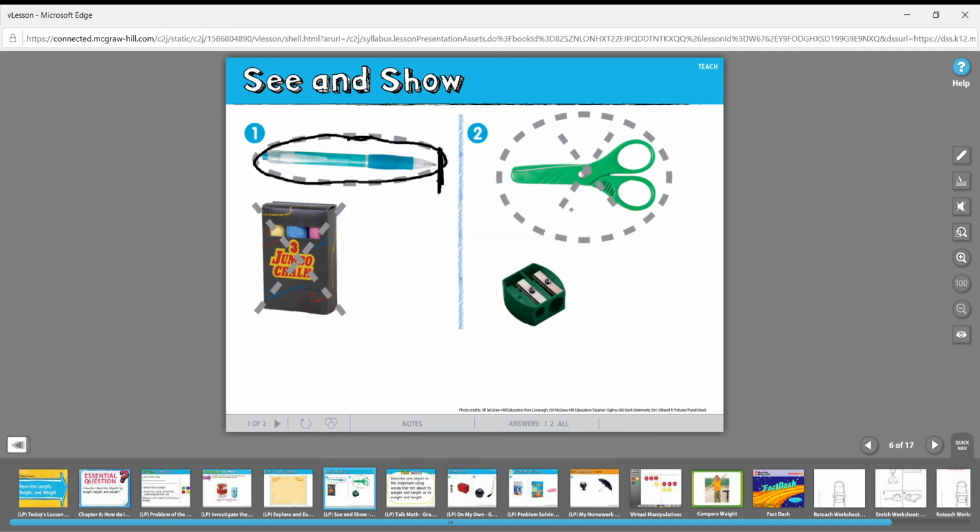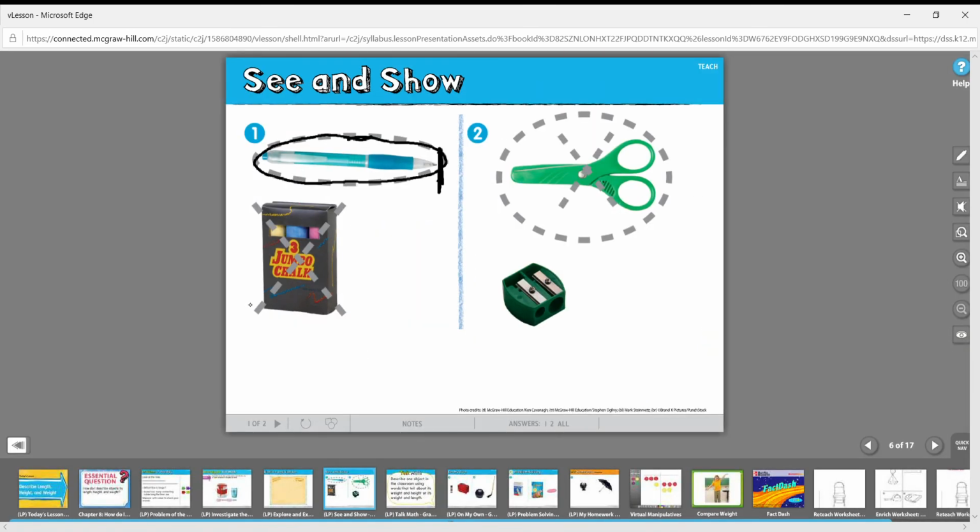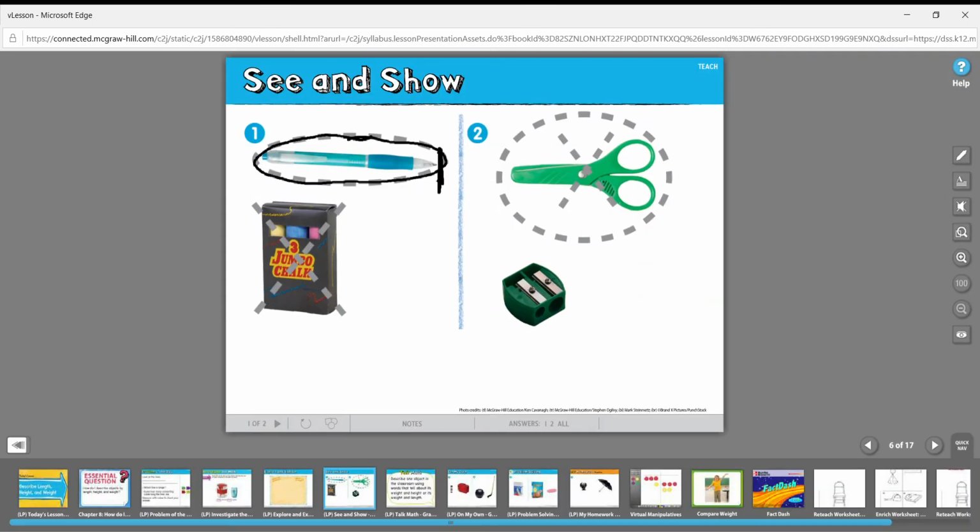Okay, so there's a mechanical pencil. They don't weigh much at all. They're very, very light. And then there's a box of big pieces of chalk. So I would say the big pieces of chalk are the heavier object. So I'm going to put an X on the heavier object.